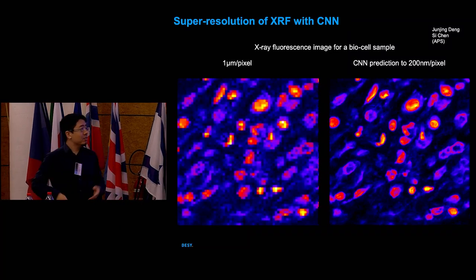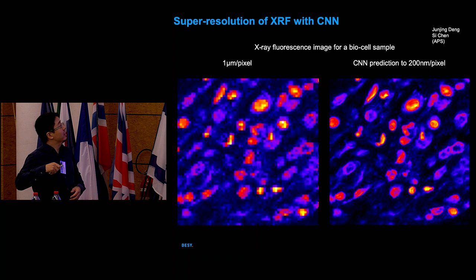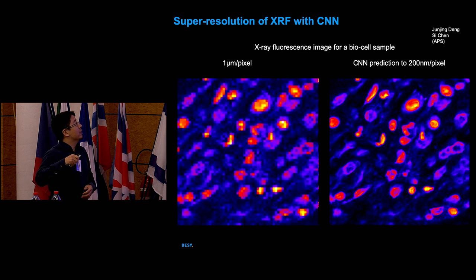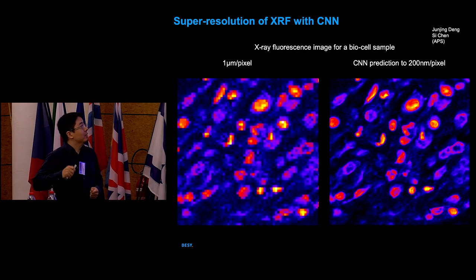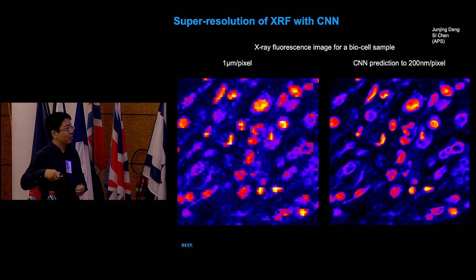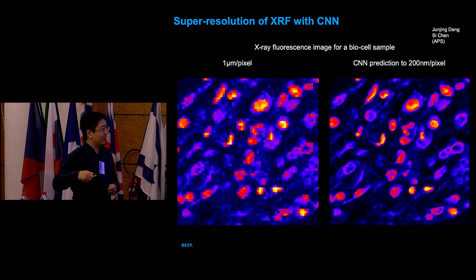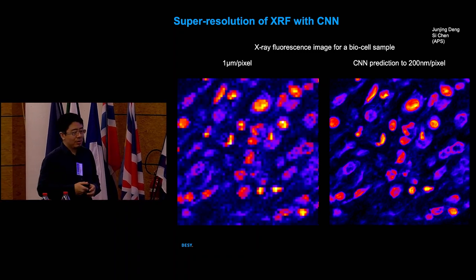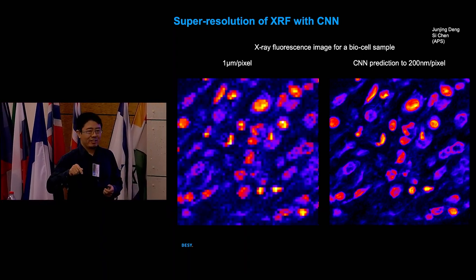So this is another application for data transformation. This is the fluorescence measurement. You have a one micrometer per pixel scan step, and we use the CNN to predict 200 nanometer per pixel, and it looks pretty. Everybody prefers this smooth, high contrast, noiseless image, but can this be trusted?